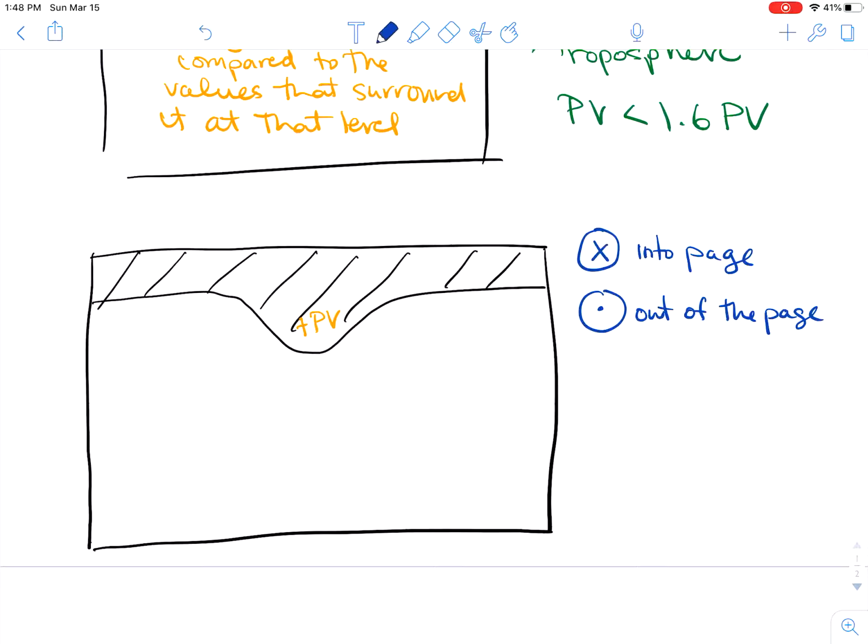The size of these two symbols will indicate the strength of the wind. And so where we have this strongest anomaly is where we would, by definition, have to have the strongest vorticity anomaly. And so here we are signifying our positive PV anomaly as a result of a positive vorticity anomaly. And so positive vorticity anomaly is going to have to be a cyclonic vorticity anomaly. And so that means we're going to have to go into the page on the eastern side and out of the page on the western side.